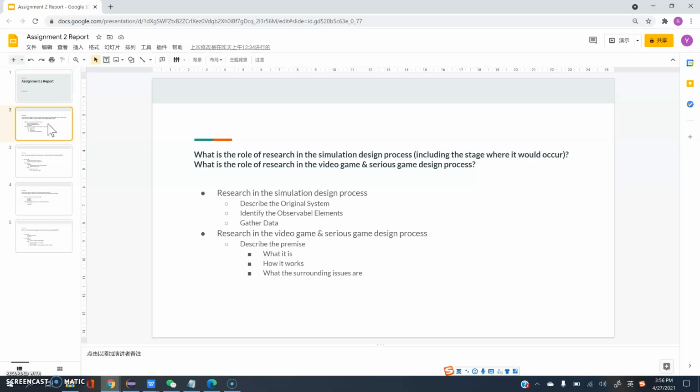And on the other hand, the research in the video game and serious game design process happens after we have chosen our own objective and premise. The premise here refers to the stance or story of the game. Then we need to do some research on the premise in order to obtain sufficient content knowledge to work with it, like by looking for games and simulations with the same objective or premise and noting what we like and what we don't like about them. We need to find out what they are, how they work, and what the surrounding issues are in order to design a good game.